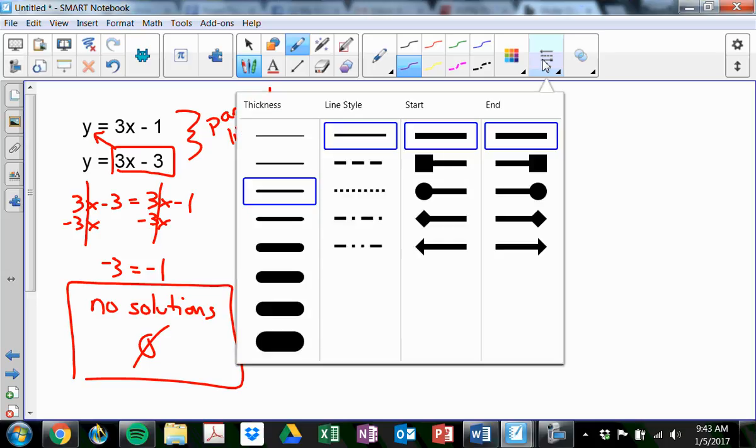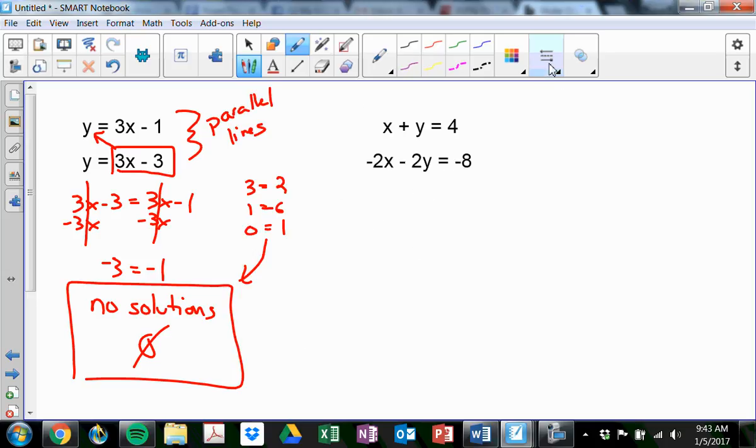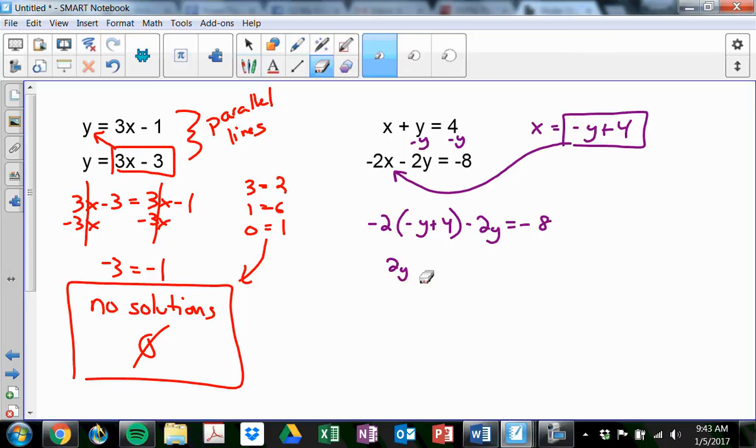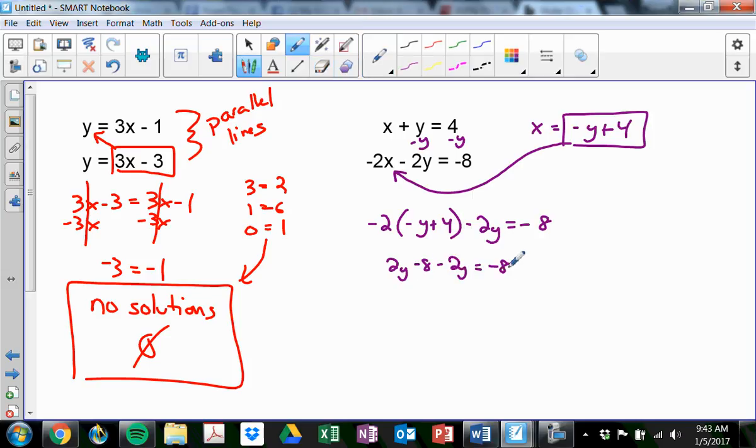And top right over here, I'll get this x by itself, so I'll subtract a y from both sides. I get x equals negative y plus 4. I will take this and plug it into the other x. It always has to be into the other x. I get 2y minus 8 minus 2y equals negative 8. These two y's cancel each other, become 0, so you get negative 8 equals negative 8.